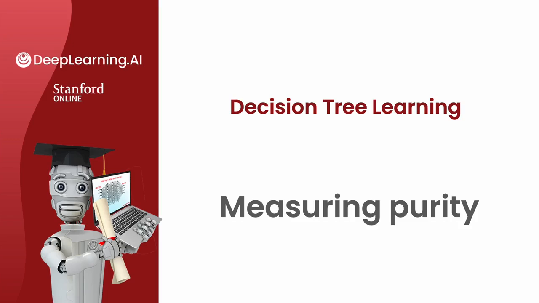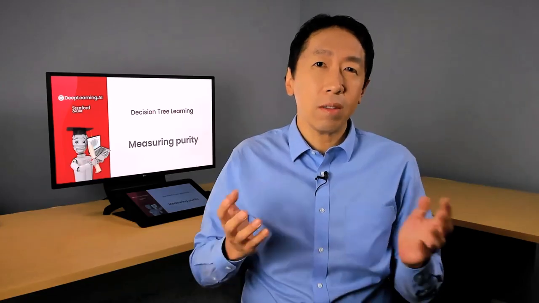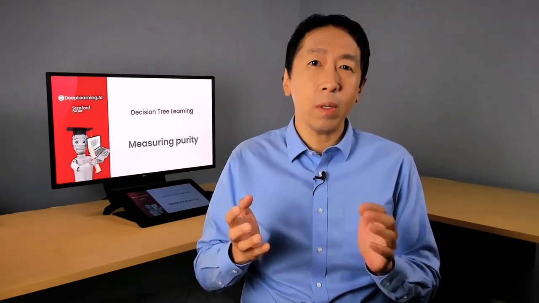In this video, we'll look at a way of measuring the purity of a set of examples. If the examples are all cats, all a single class, then it's very pure. If it's all not cats, that's also very pure. But if it's somewhere in between, how do you quantify how pure is this set of examples?